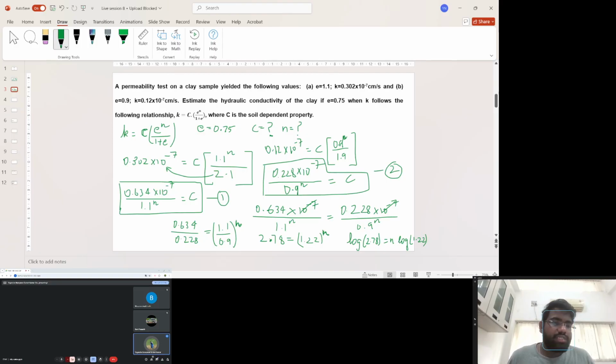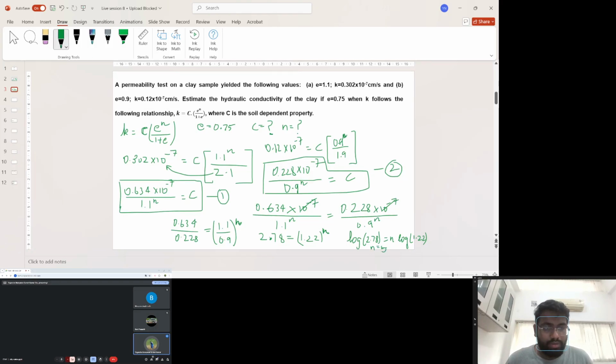So applying log on both sides, log 2.78 equals n into log of 1.22. So you can solve this logarithmic expression: n equals log 2.78 divided by log 1.22. So n comes to around 5.14.